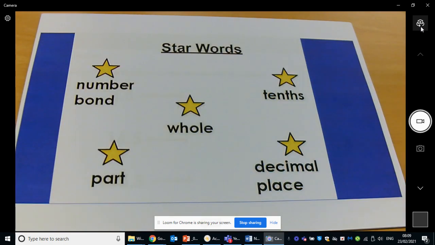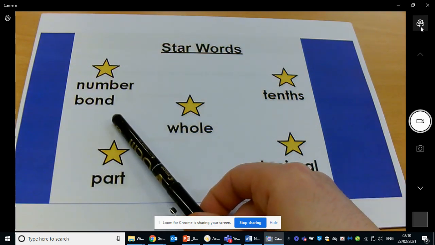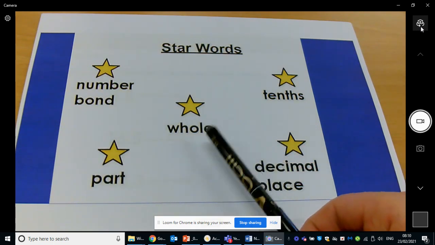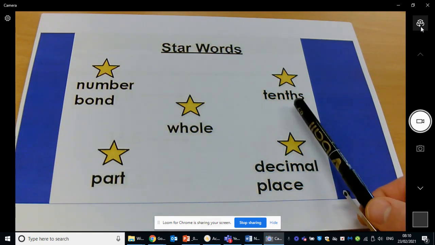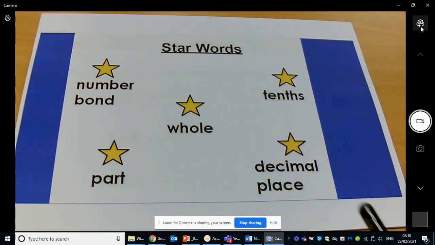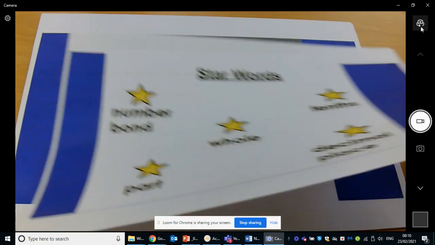So let's have a look at some of our star words that I'm going to be using and that I'd love you guys to be using as well. So when I say it, if you call it back to me: number bond, whole, part, tenths, decimal place. Excellent stuff.